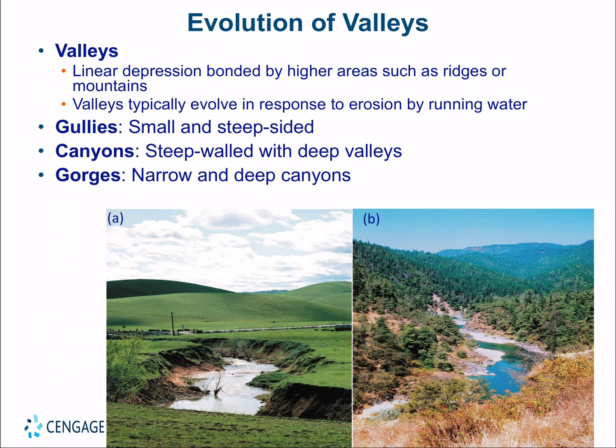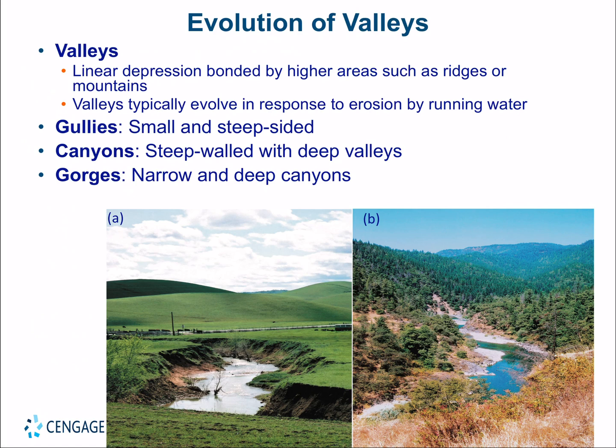So when you think of valleys, valleys are linear depressions that are bounded by higher areas such as ridges or mountains. We get valleys from erosion of running water. Gullies, on the other hand, are steep-sided, and they're small. Canyons have very steep walls, and they have deep valleys. A gorge would be a narrow, deep canyon.